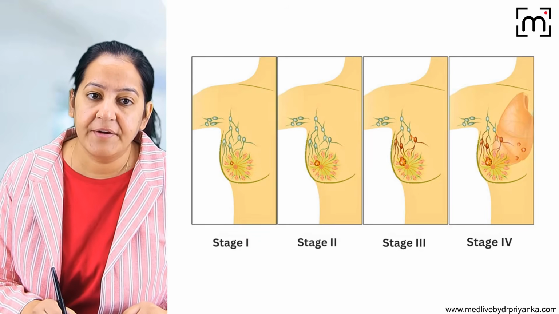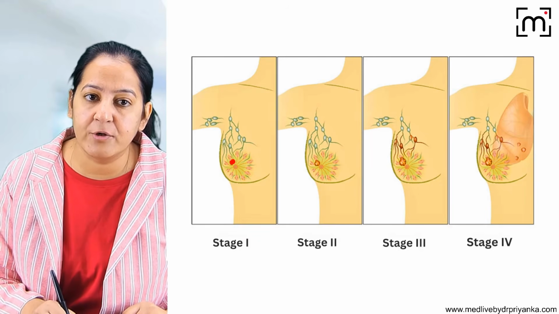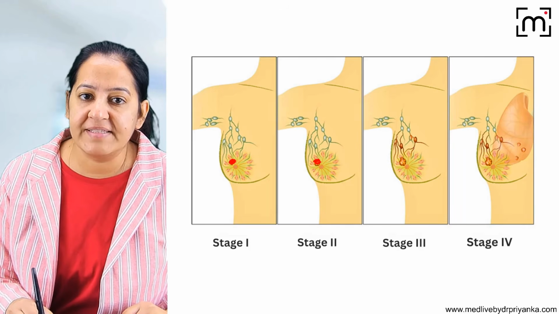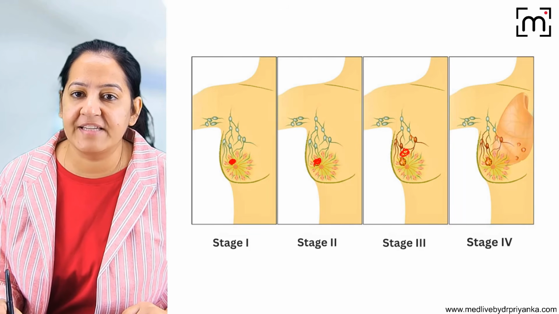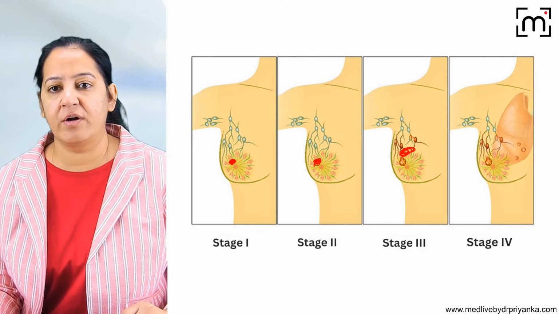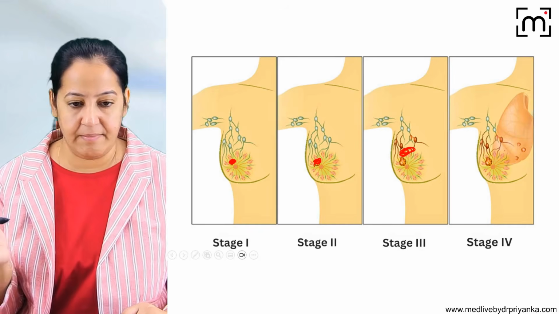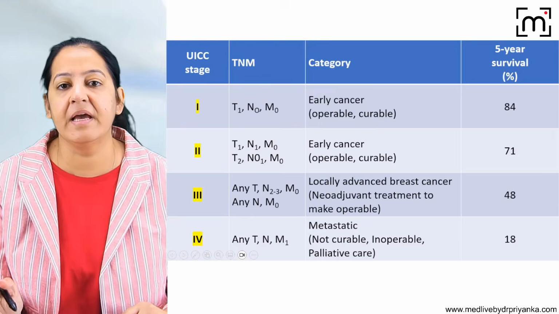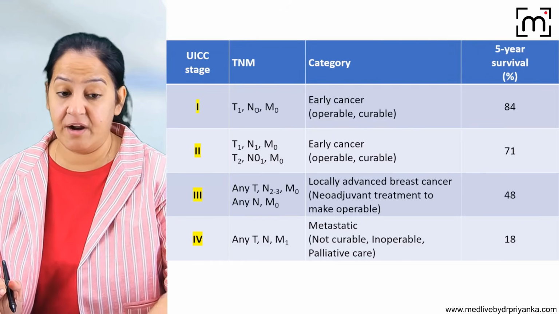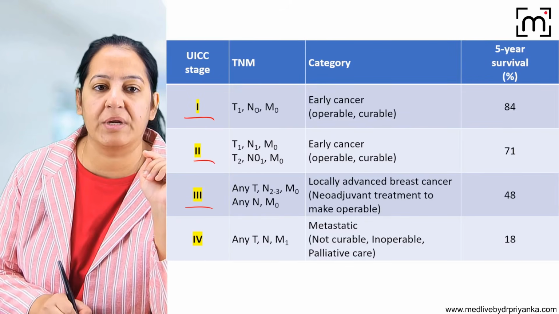Can you see here, the tumor is very small, less than 2 centimeter. Here it is 2 to 5 centimeter. Here it is more than 5 centimeter maybe. And here, whatever it is involving, it is metastatic basically. So we have to decide the stage. There are four stages: stage 1, 2, 3, 4.